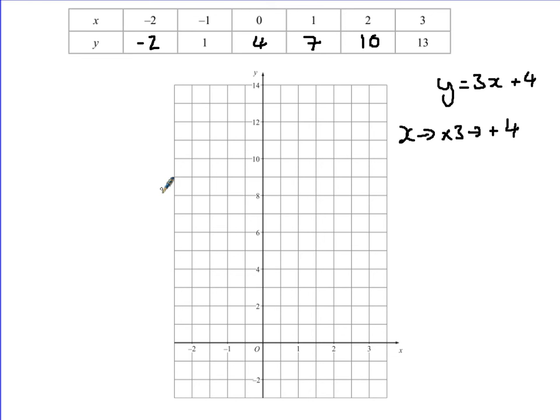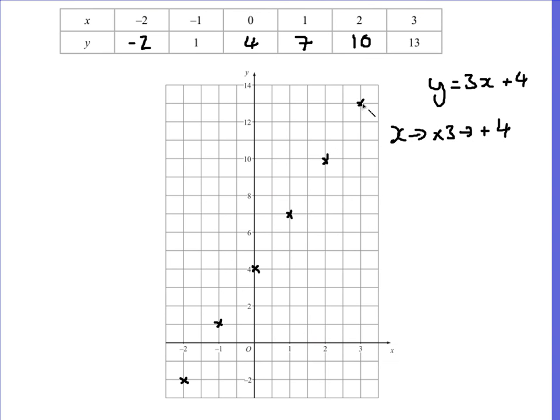Then we've got to draw the graph, so minus 2 is there. Then we've got minus 1, 1, 0, 4, 1, 7, 2, 10, and then 3, 13. And then draw ourselves a straight line through the points. Slightly tweak mine, there we go. So a nice straight line through. You can use your ruler a lot easier than I can. So there we go, that's question 11 sorted.